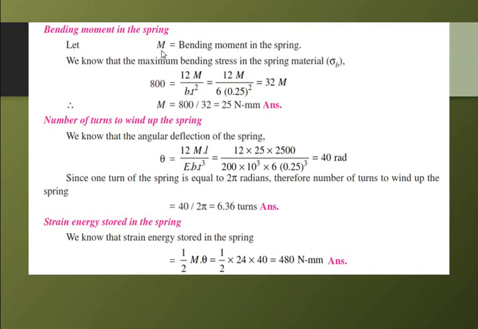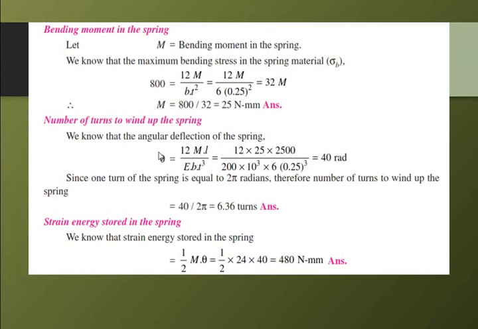So see the bending moment in the spring. Let M be the bending moment in the spring. We know the relation sigma B is equal to M by BT square by 12, and the stress is already given as 800. B and T values are given, 6 and 0.25. From this you get 800 is equal to 32 M, and M is equal to 800 by 32, which is 25 Newton mm.